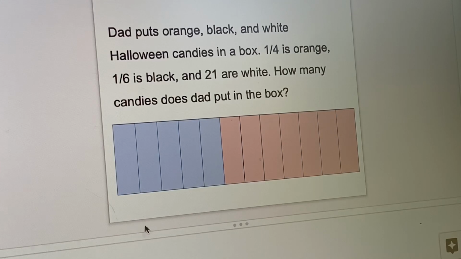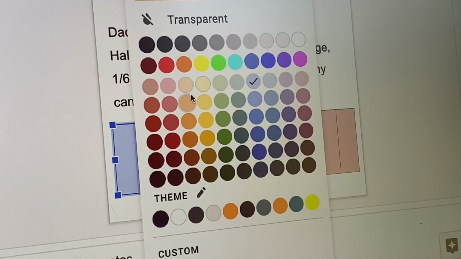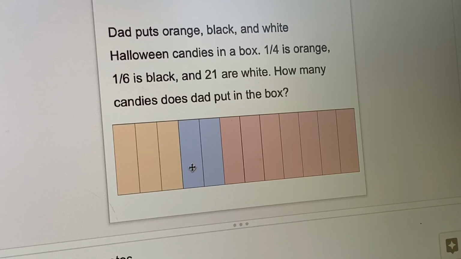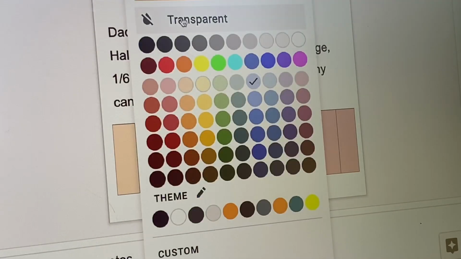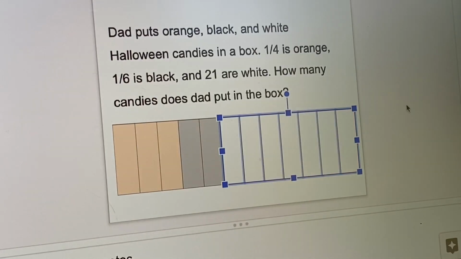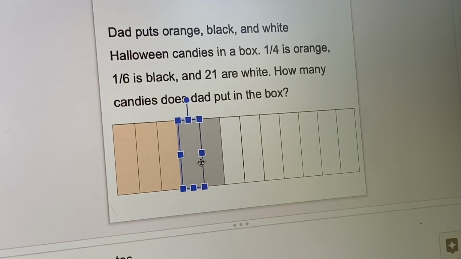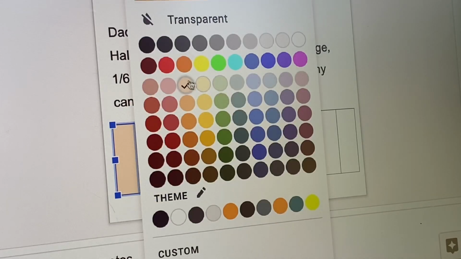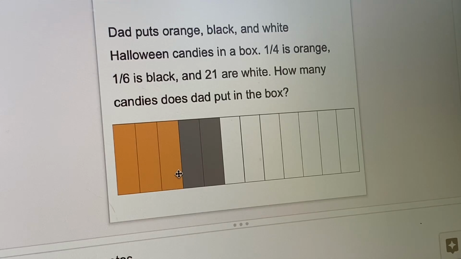1/4 is orange, 1/4 is orange, so 3 of this block is orange, and 1/6 is black, so 2 blocks out of 12 is 1/6 black color, and 21 are white. 3, 4, 5, 6, 7 of these are white. White, yes. The black should be a little bit strong. There's not so much Halloween feel, right? Black, orange, more orangey. Okay, black, orange, and white.